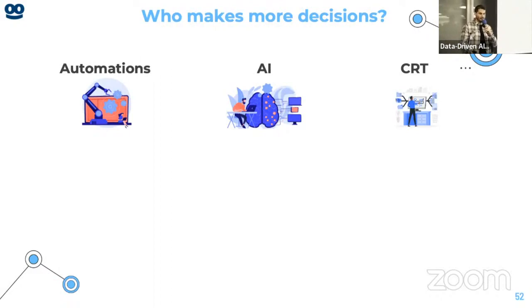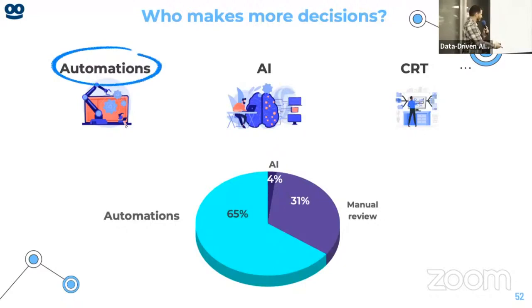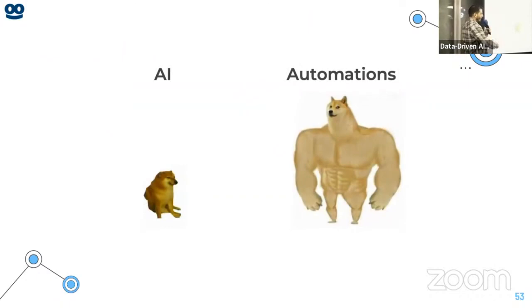All right, and the correct answer is automations. 65% of all new advertisements go to automations. Only 4% go to AI currently, and 31% go to manual review. That's the situation right now. And if we compare AI and automations together, we can see that automations are 15 times more impactful than AI.